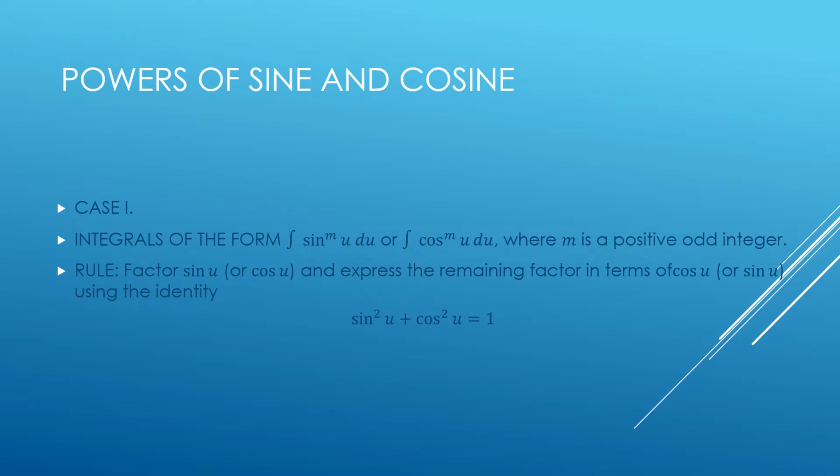We now consider the first set of four cases involving powers of sine and cosine. For case 1, we have integrals of the form sine to the m u du or cosine to the m u du, where the exponent m is a positive odd integer. Example, sine cubed 4x or cosine to the fifth 3y. The exponent is a positive odd integer.